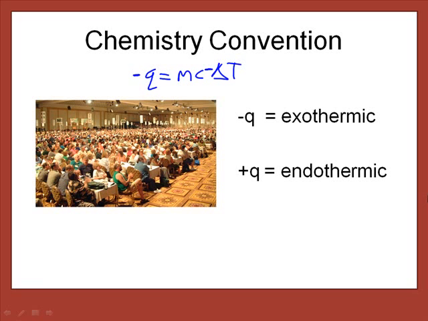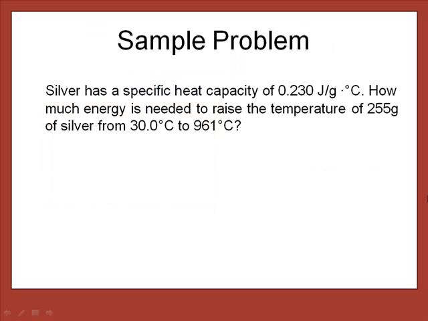That would give us a negative Q for something that has cooled down. It's cooled down, energy is left, it's exothermic. The opposite is true. If we have a positive delta T, it is heated up. Energy must have gone into it. It's endothermic. So keep that in mind.